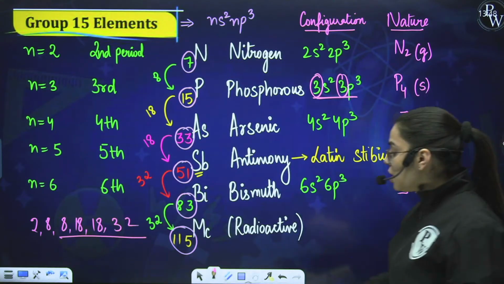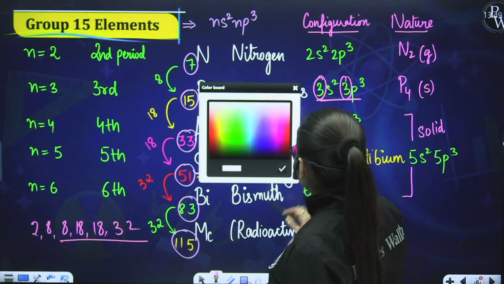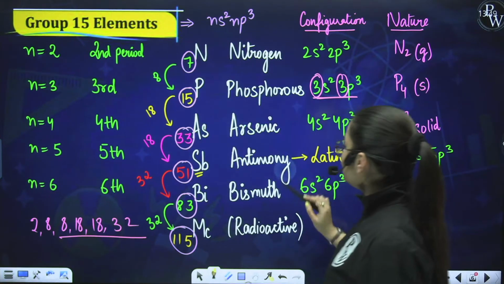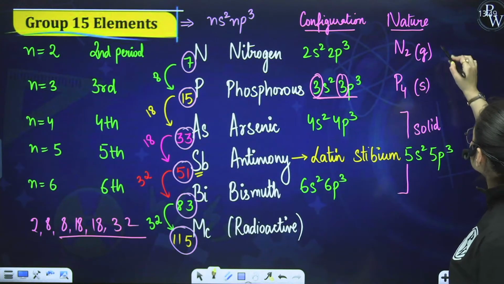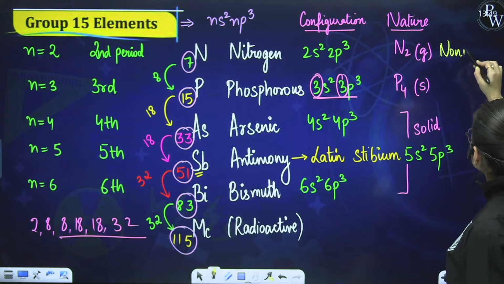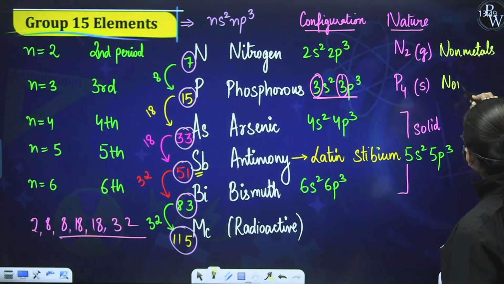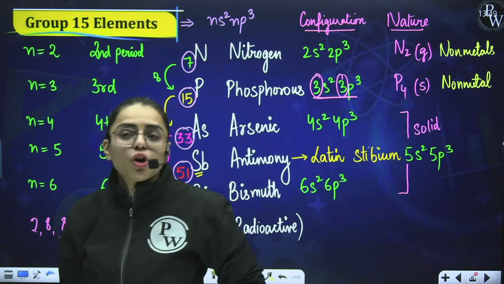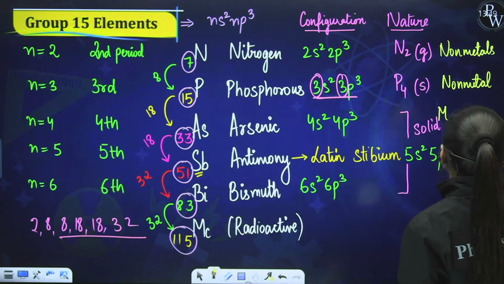Other than this, if I talk about the metallic and the non-metallic character, let me tell you, nitrogen and phosphorus both are non-metals. But if I talk about arsenic and antimony, they are metalloids.